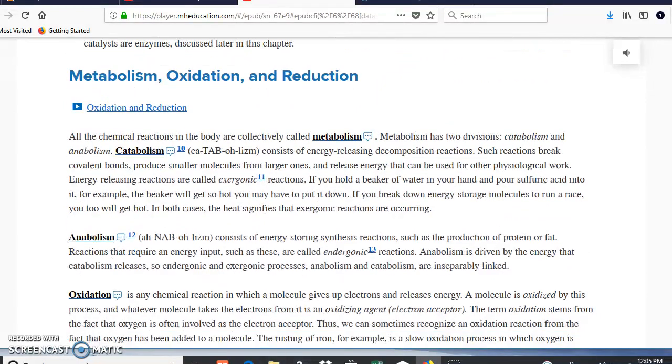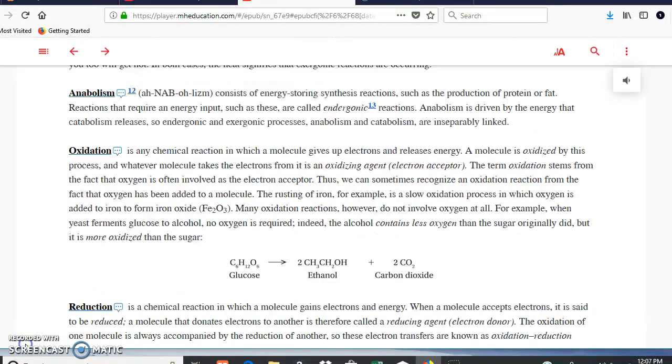Metabolism, oxidation, and reduction. We have in here that all the chemical reactions that happen in your body are going to fall under the category of metabolism. The chemical reactions that build are going to fall under the category of anabolism. All the chemical reactions that destroy are going to fall under the category of catabolism.